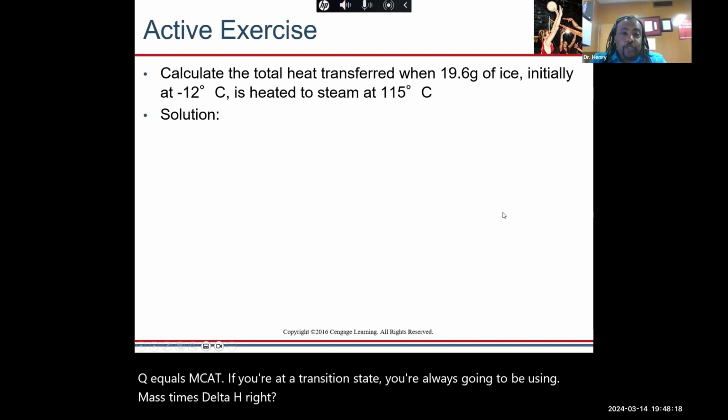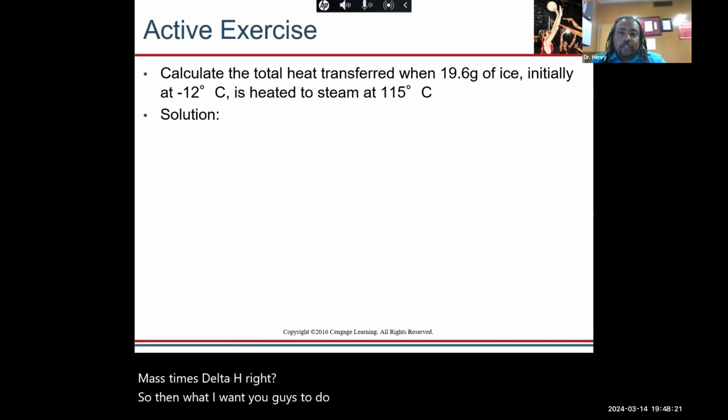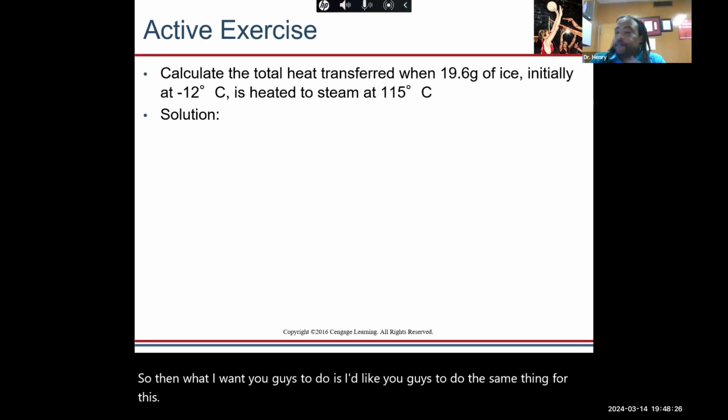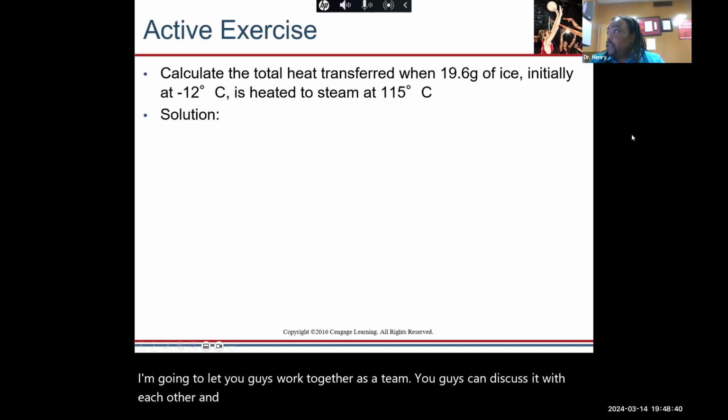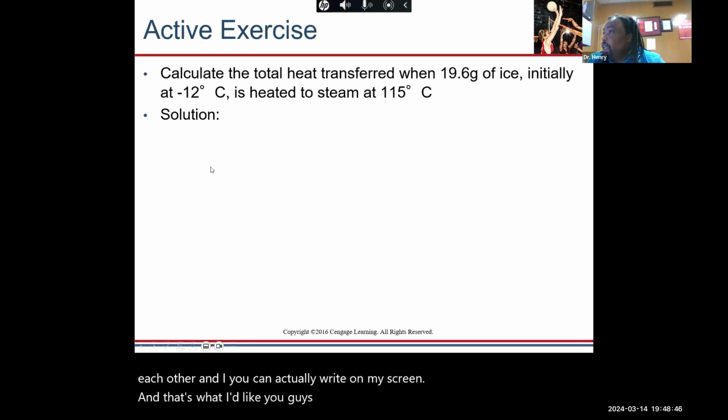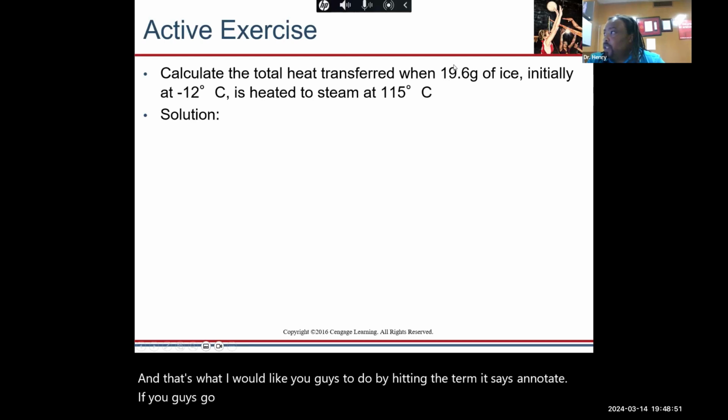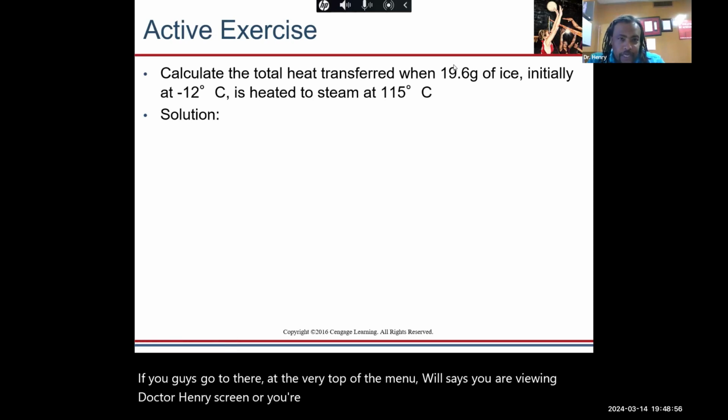So then what I'd like you guys to do is the same thing for this one, this calculation that we just did. Same process. I'm going to let you guys work together as a team. You guys can discuss it with each other. And you can actually write on my screen by hitting the term annotate. If you go to the very top of the menu, it says you are viewing Dr. Henry's screen, and it'll be a little green tab.